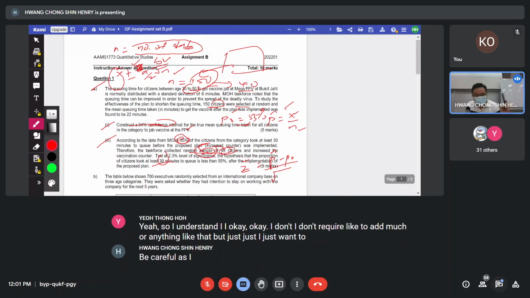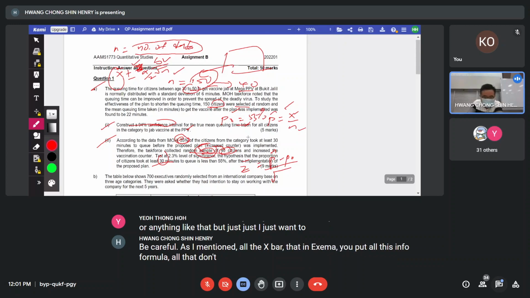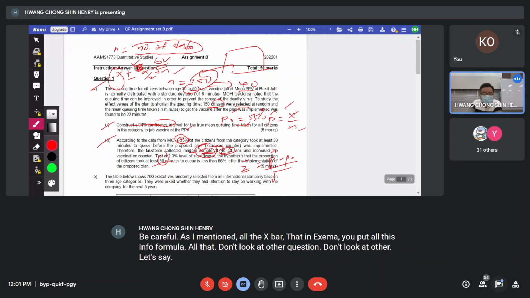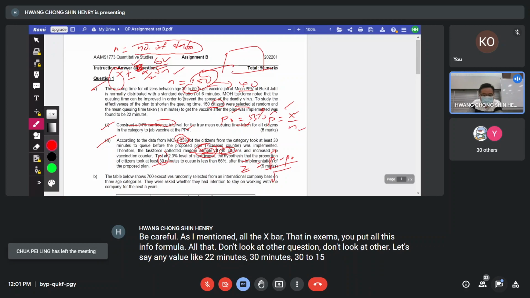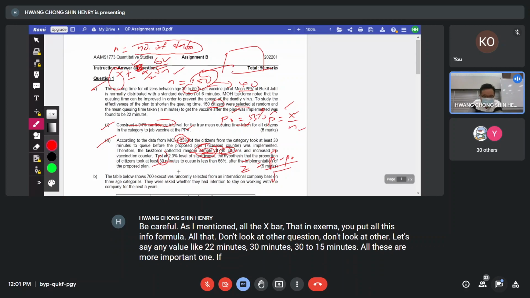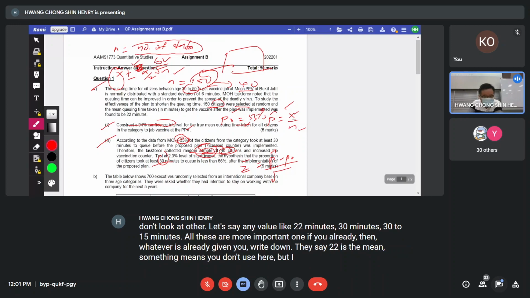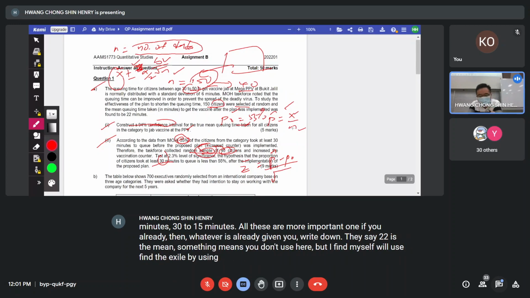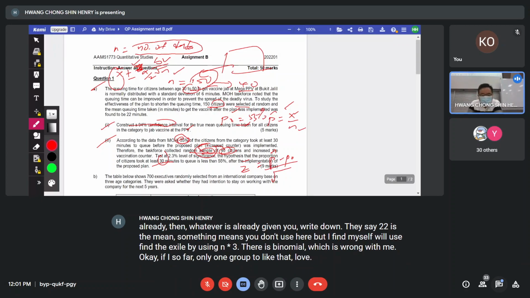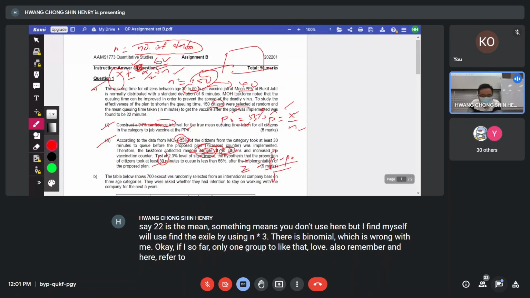Be careful, as I mentioned, all the X bar, Z, in the exam you get all this info, formula, all that. Don't look at other values, let's say 22 minutes, 30 minutes, 15 minutes. All these are not important. Whatever is already given, you write down. Let's say 22 is the mean, so you don't use it here. But I find that some of you find the X by using N times 3. That one is binomial, which is wrong. So far only one group did like that. So remember, N here refers to this one. Don't look at other things.